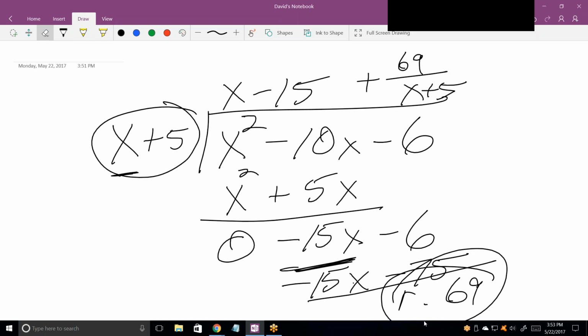Okay. Now, one thing that's worth knowing, I believe you've covered this, is that for x plus 5 to be a factor of that polynomial, you have to get a remainder of 0. If you do not get a remainder of 0, it's not a factor, which means minus 5 is not a 0 of that.